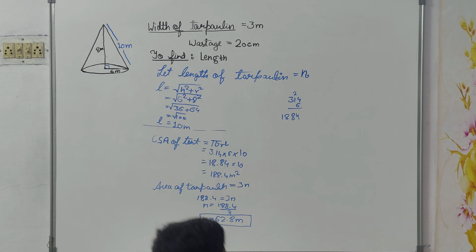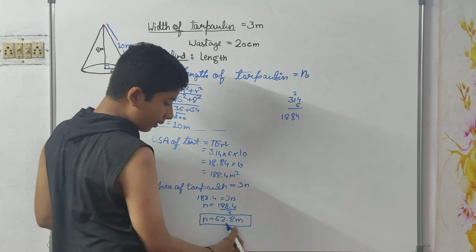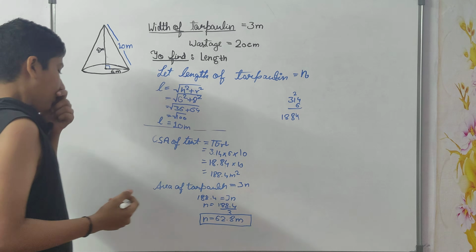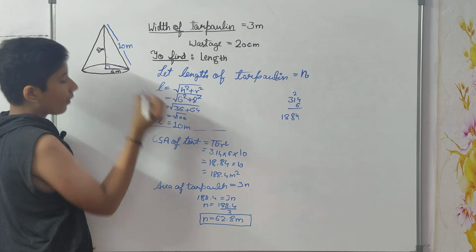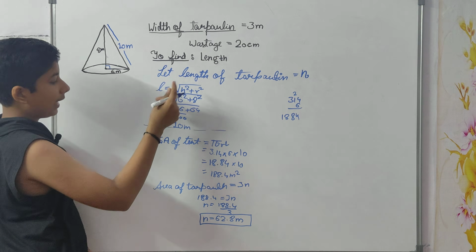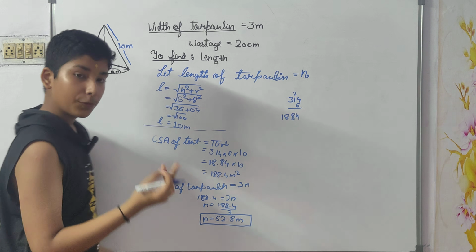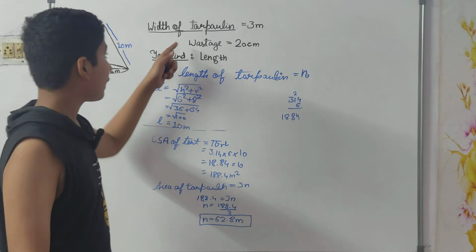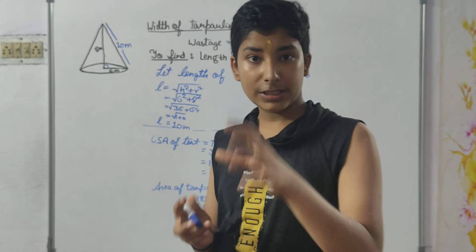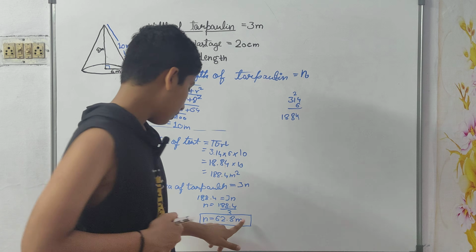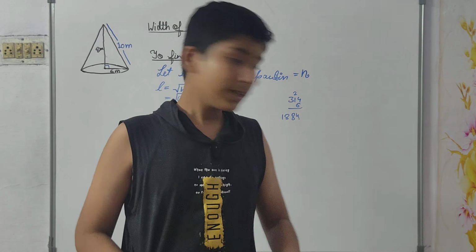I've already solved this one, so I didn't solve it further. Okay, it is 62.8 meters. Now, what do we have to find out? The length. But here it is not the full length, because it is given that there is wastage. Assume the wastage will also be 20 centimeters. The wastage is not included in this one.